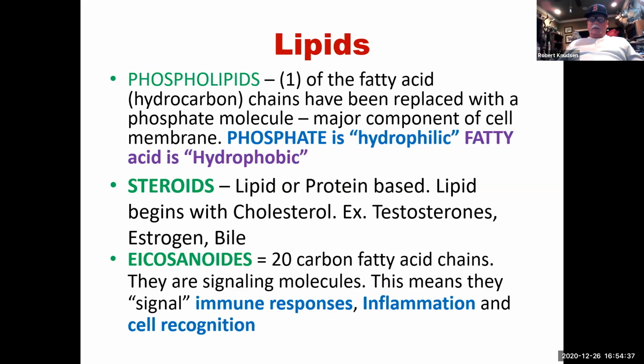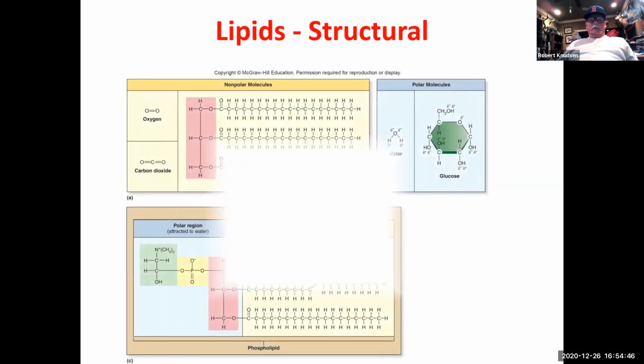Eicosanoids. Got it? They also were learning about the COVID, you want immune responses. So those are the things that are out there signaling what they are.